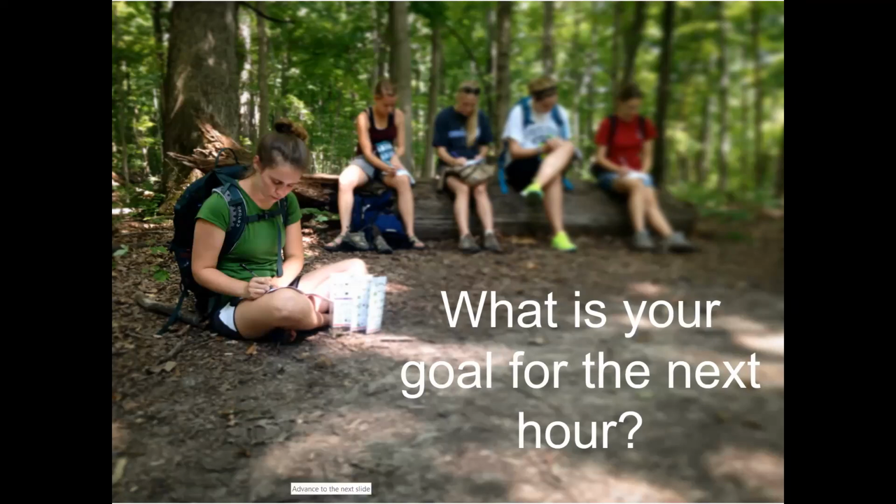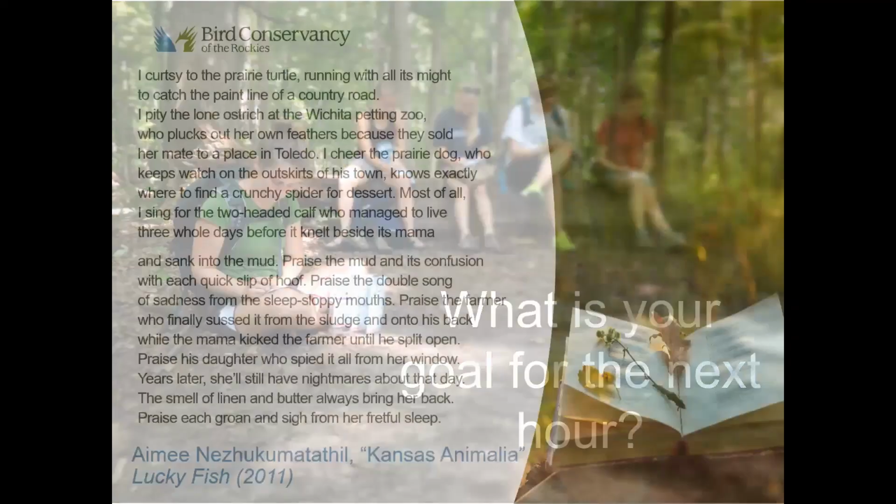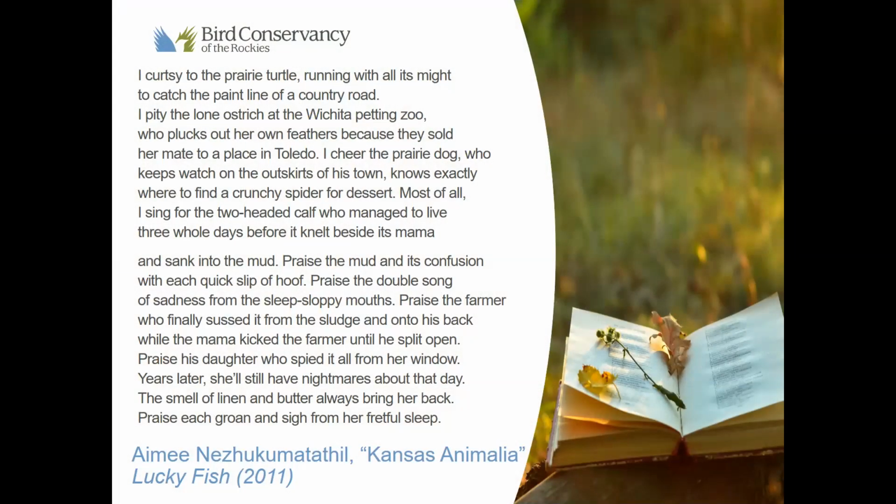So, oh dear. Okay, there we go. Before we get to our first prompt, I'd like to share with you a nature poem by one of my favorite poets, Amy Nezhukumatathil. And as we read through this, I'd really like you to focus on the images she creates and the feelings and emotions she conjures in you throughout this poem. So this is called Kansas Animalia from her collection Lucky Fish.